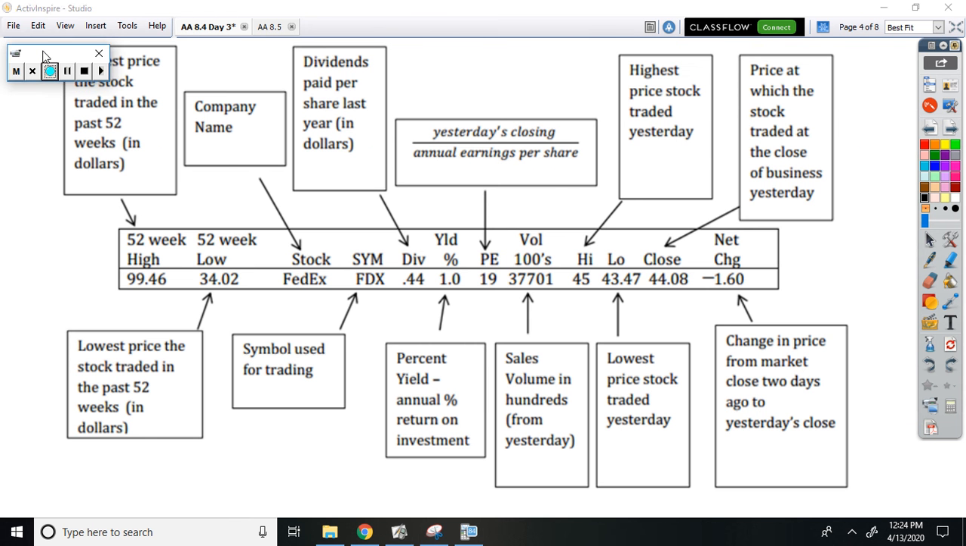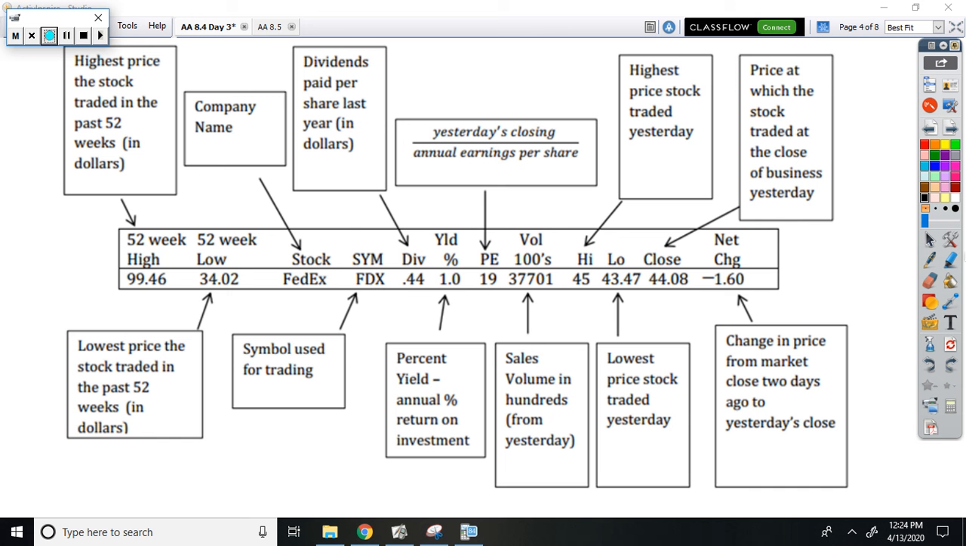All right, a big part of today's lesson is just reading a stock table. So here's an example of one. The titles are pretty self-explanatory. Only a couple of them might be a little bit confusing, which I'll go over. So the 52-week high is the highest price in the past 52 weeks, which would be the past year. And the 52-week low is the lowest price. Then the company's name and the company's symbol for trading.